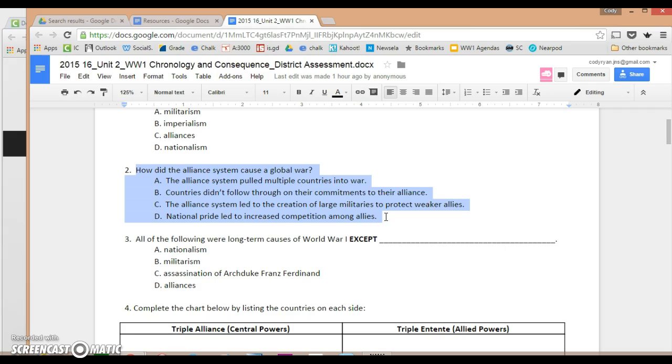Number 2. How did the alliance system cause a global war? So the alliance system, how did it actually lead to a world war? A, the alliance system pulled multiple countries into war. B, countries didn't follow through on their commitments to their alliances. C, the alliance system led to the creation of large militaries to protect weaker allies. Or D, national pride led to competition among allies. Which of those is the reason the alliance systems led to a global war?